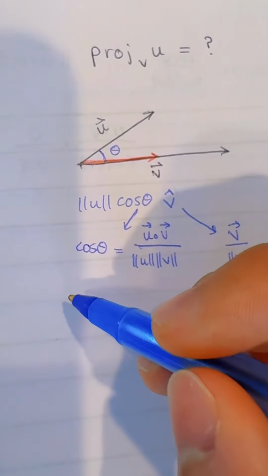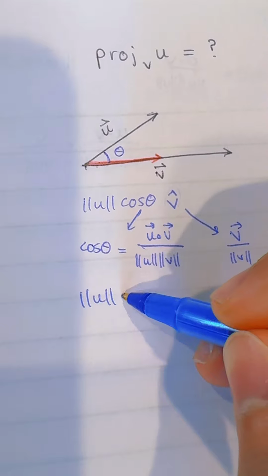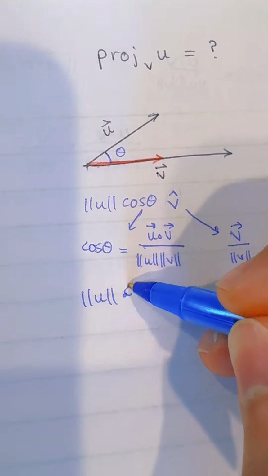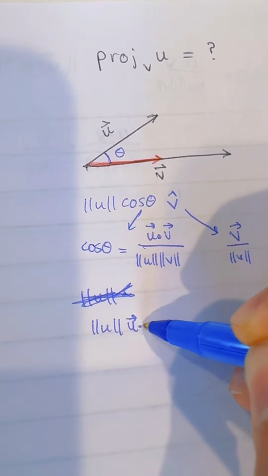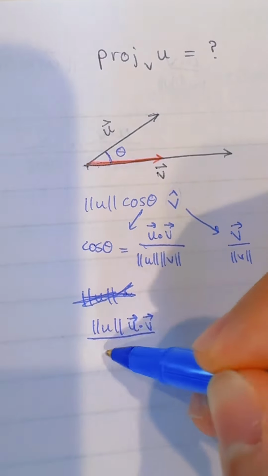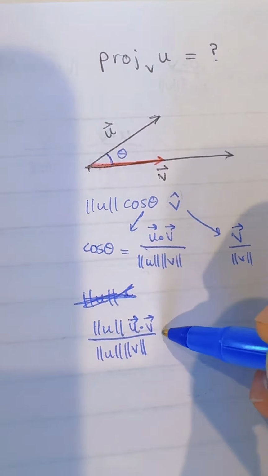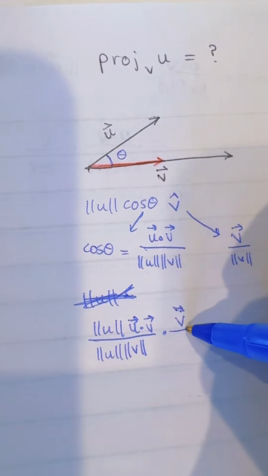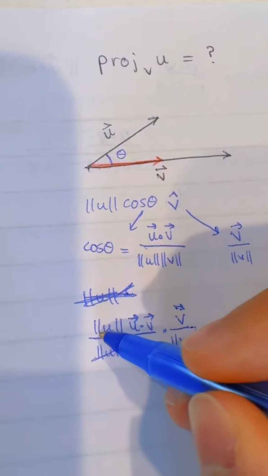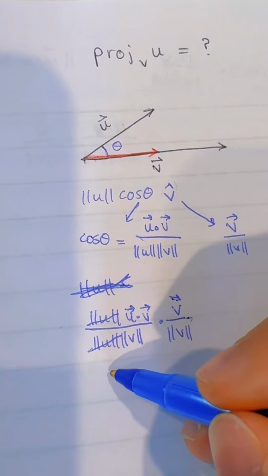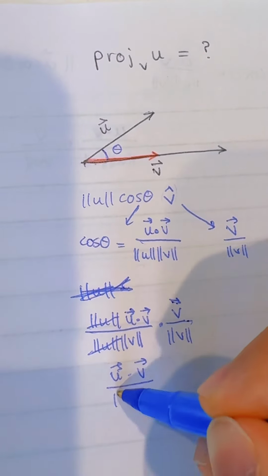Now let's plug all this back in here. So we have the magnitude of u times, it's not a dot product, sorry, I'll do it on a new line. It's the magnitude of u times u dot v divided by the magnitude of u times the magnitude of v. We're multiplying this by the vector v divided by the magnitude of v. We can see that the magnitude of u cancels out, leaving us with u dot v. We can bring this in over here, divided by the magnitude of v squared.